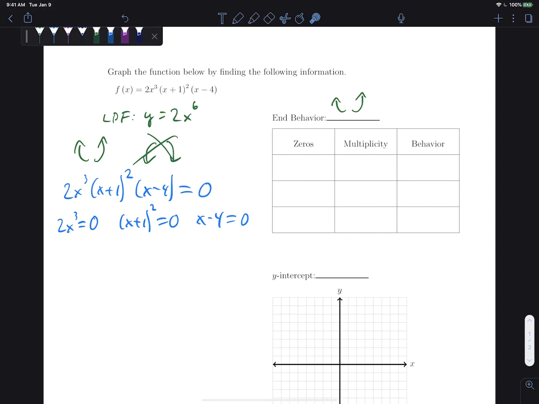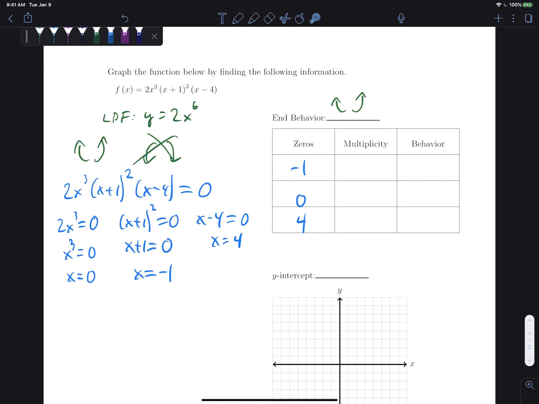For the first one I would divide by 2, which gives me x cubed equals 0, and so x equals 0. For the second one, the square root property means x plus 1 equals 0, technically plus or minus 0, but there is no such thing as plus or minus 0. Then subtract 1 from both sides, so x equals negative 1. For the last one, of course, you get x equals 4. So the zeros are negative 1, 0, and 4.